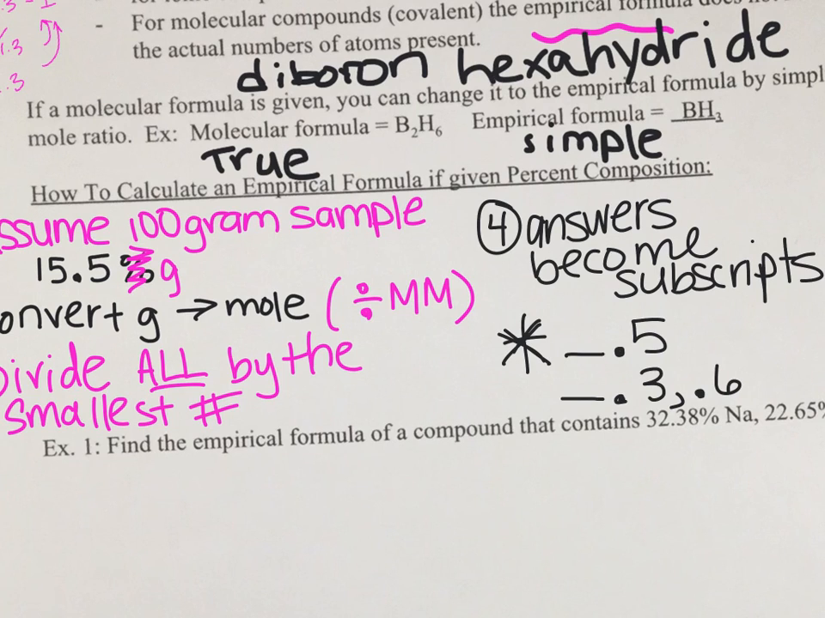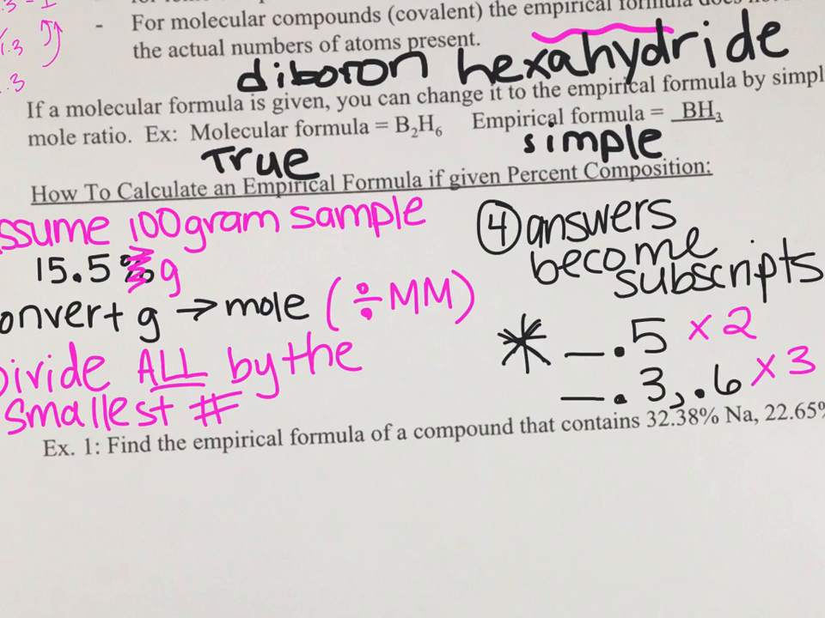So how can we fix something that ends in 0.5 to be a whole number? What can we multiply it by? 2. I'm setting up situations that possibly could happen. And then this one right here, we would say times 3.